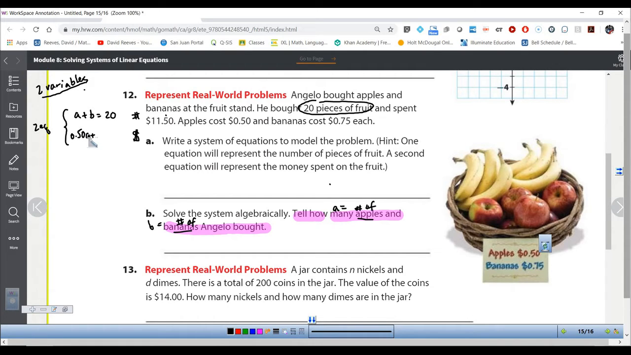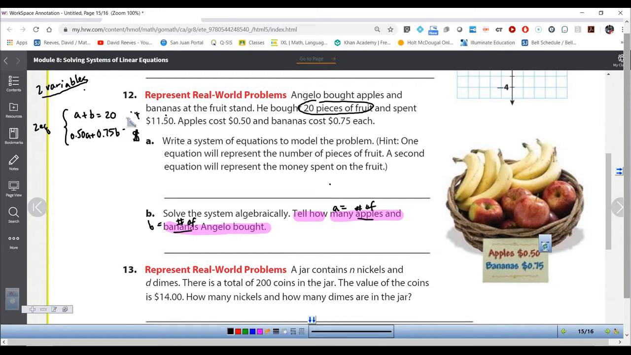Does that make sense? If he buys one apple, it's 50 cents. 2 apples would be $1. 3 apples would be $1.50. You would put the number of apples there and multiply it by 50 cents. All right, how much are those bananas? Those bananas, because everyone knows a banana is better than an apple, they cost 75 cents each, and that's 75 cents per banana.